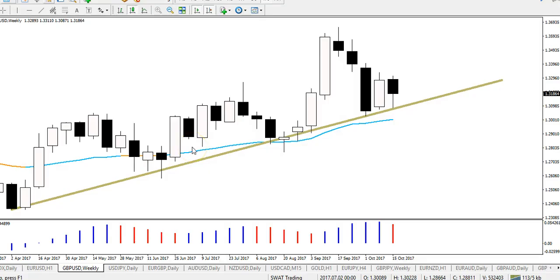Now let's continue and start with the pound dollar weekly chart. So basically when looking at this, we see an uptrend. We see a clear support trend line and price is above the long-term moving average. So long-term up, but we saw 2 weeks ago a very strong bearish candle, and that to me was a signal of continuation to the downside.